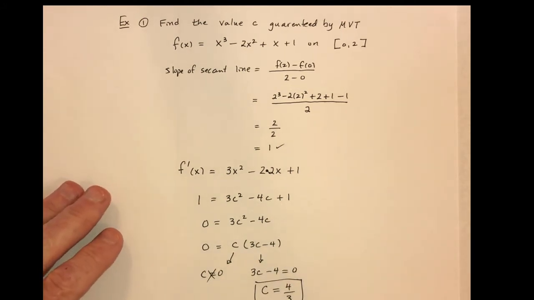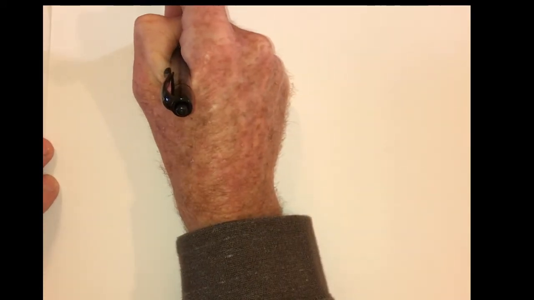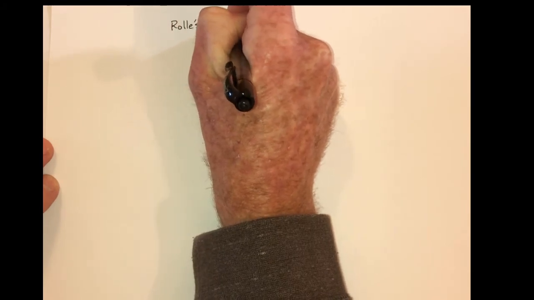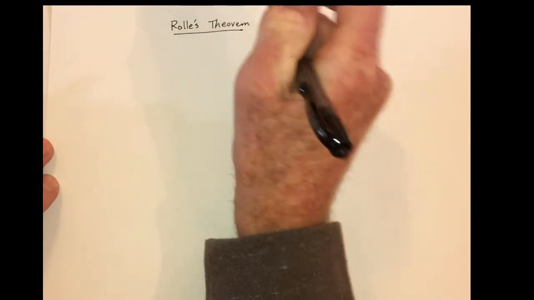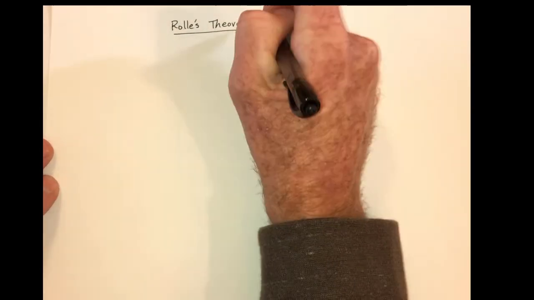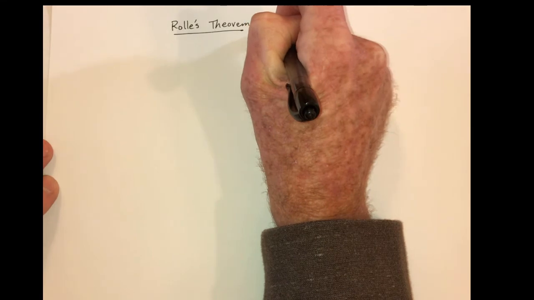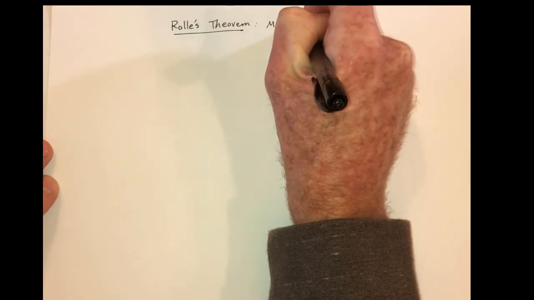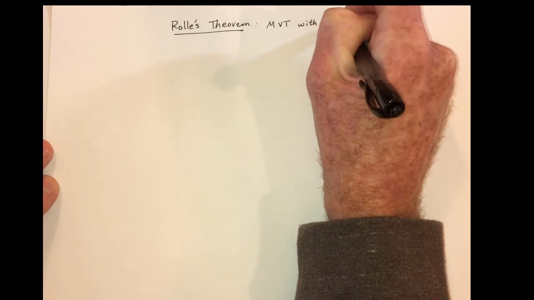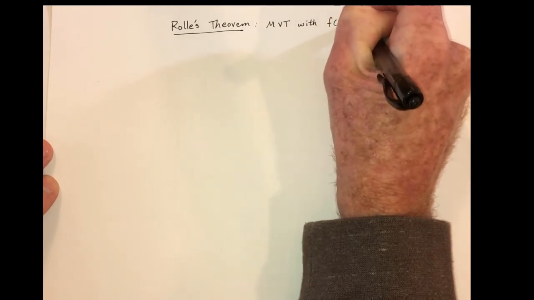All right. Now on to example number 2, but first, a brief commercial. And the commercial is for Rolle's theorem. So Rolle basically had one specific case. So basically this is take the mean value theorem with the extra special case that f of b is equal to f of a.